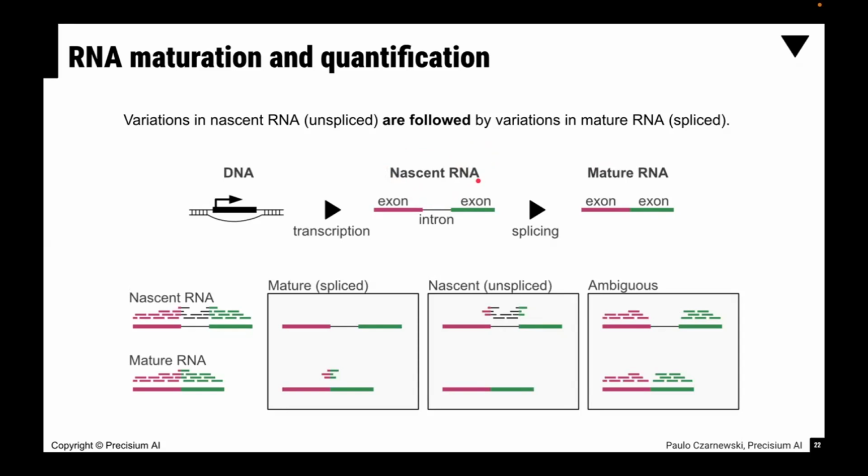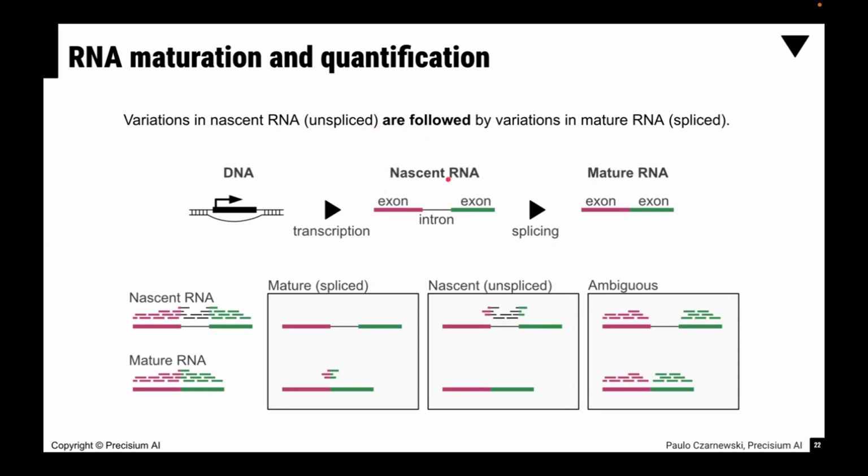Because it's just being transcribed after DNA and is always transcribed with the intron. And then after that, that RNA will be mature. So keep in mind that all the variations in the nascent RNA, or the unspliced, are followed by the variations in the mature one.